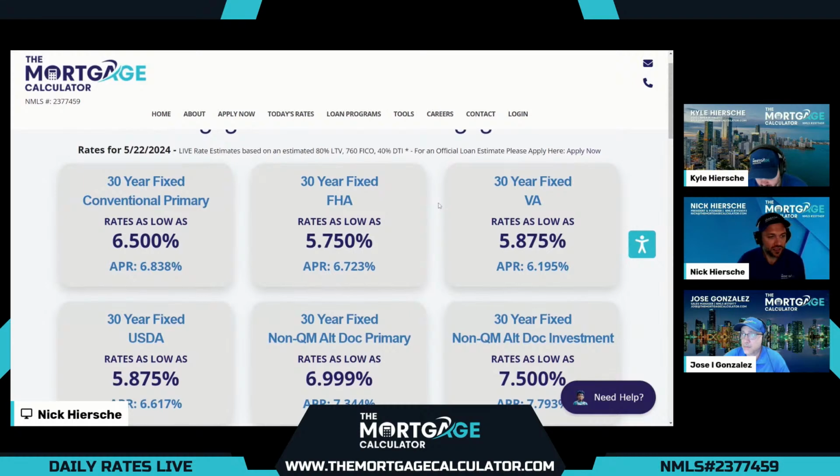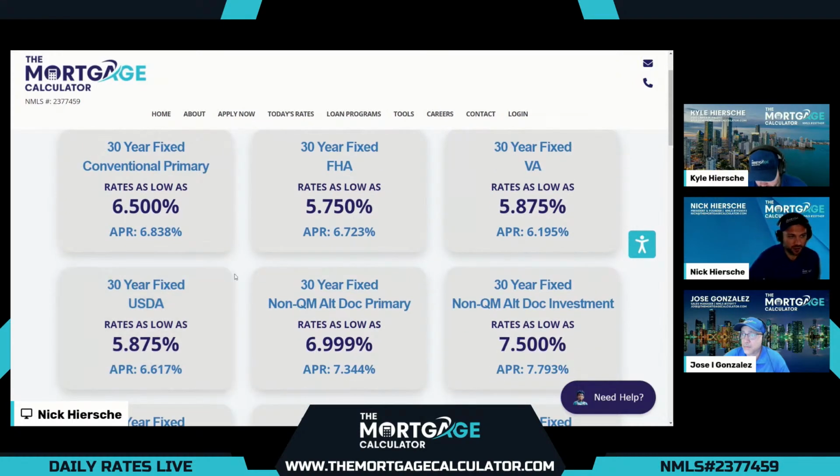And we'll scroll down here to the next row. For USDA, that's only for USDA eligible properties that are in a USDA area. Typically that corresponds to the rural areas. Just check the USDA map. But for our customers that are looking in those areas, USDA is a great option. Rates as low as 5.875. Final APR comes in at 6.617 with all the fees and everything.